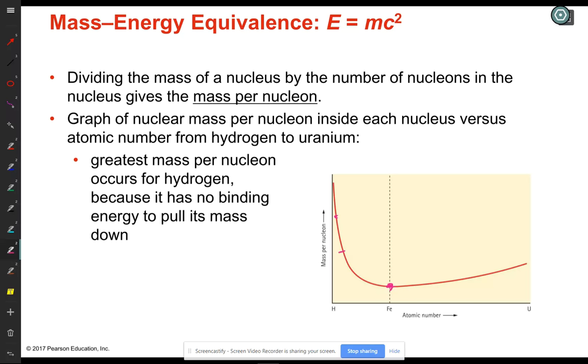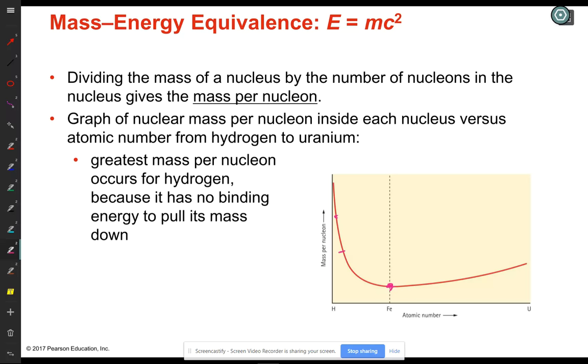So, just a quick question. In which element is the mass of a proton the smallest? Iron. The one with the smallest mass per nucleon there is iron. So a proton has the smallest mass in iron, which means that iron is bound together the strongest. And so if I can mash things together to get closer to iron, it's going to release energy. Or if I take things larger than iron, I split them, I can release energy.